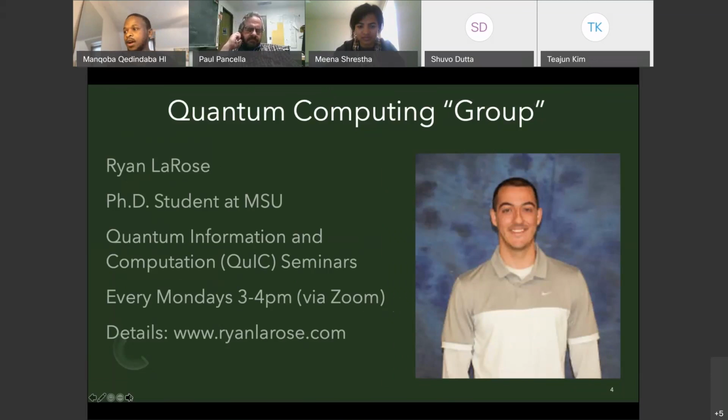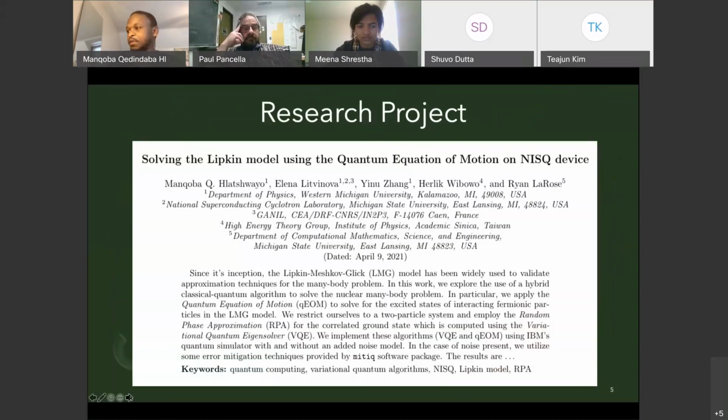Okay, and this is the draft of the paper that we're working on. Hopefully we'll finish this project this month or next month. My goal was to give you enough information to understand this paper eventually when it comes out. It's titled Solving the Lipkin Model Using Quantum Equation of Motion. Those are a lot of big words, so let's try to break them down.